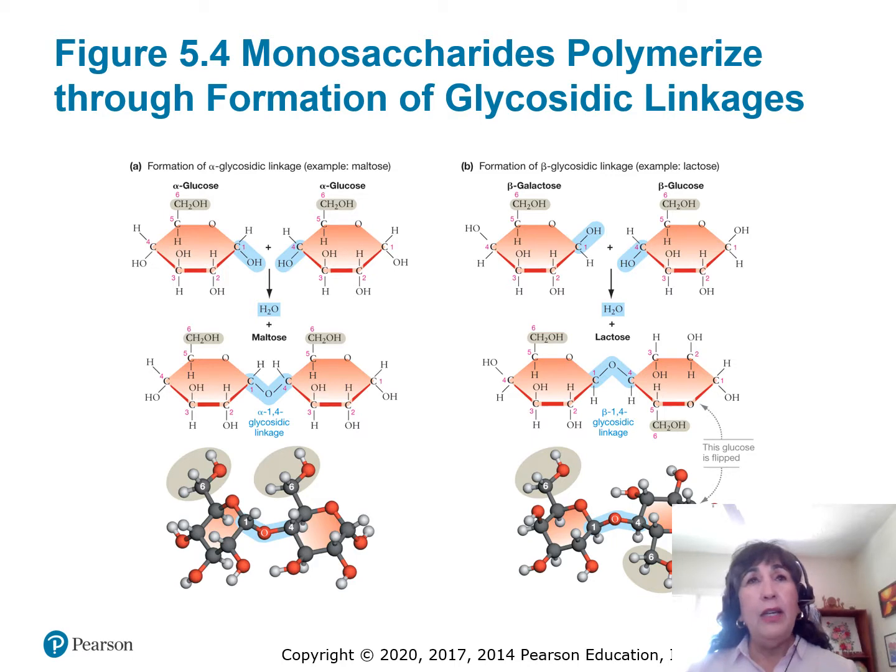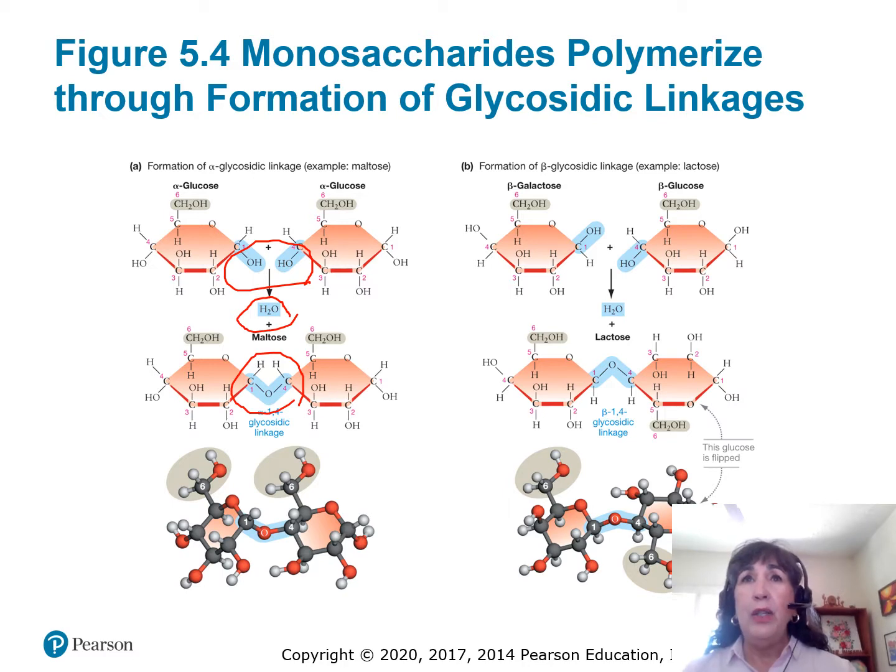So let's take a look at this. On the left-hand side, we have 2 alpha glucoses. We have one alpha glucose and another, and we see 2 hydroxyl groups up at the top. Through a condensation reaction, water comes out, and when water comes out, a glycosidic linkage is formed. This is why it's called an alpha 1,4 glycosidic linkage.